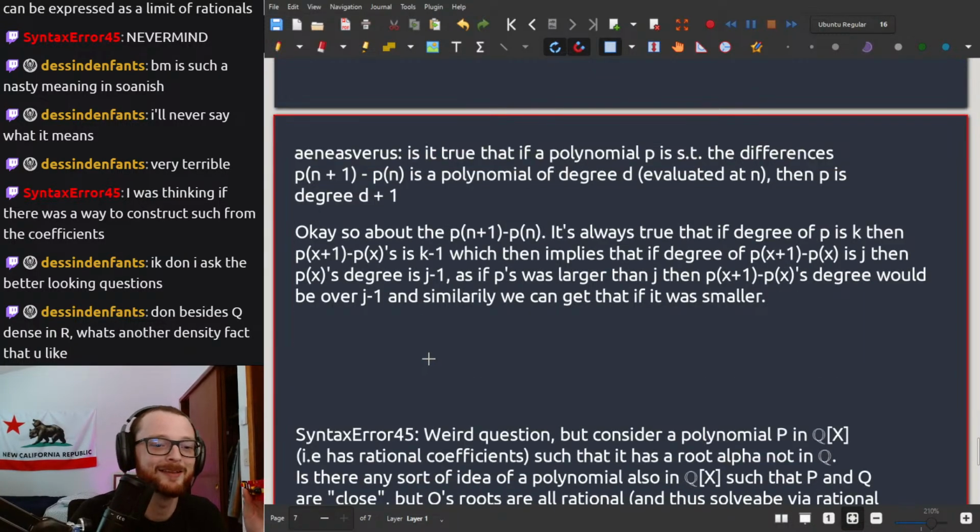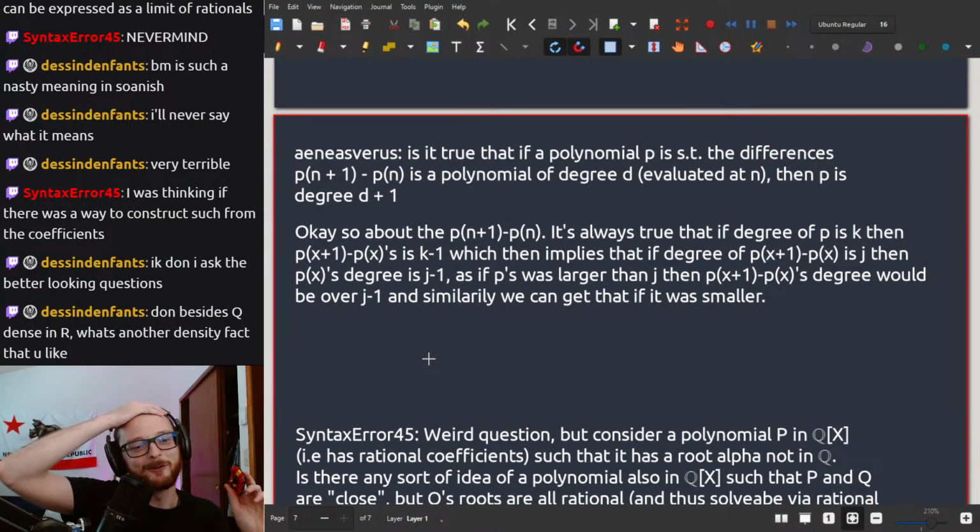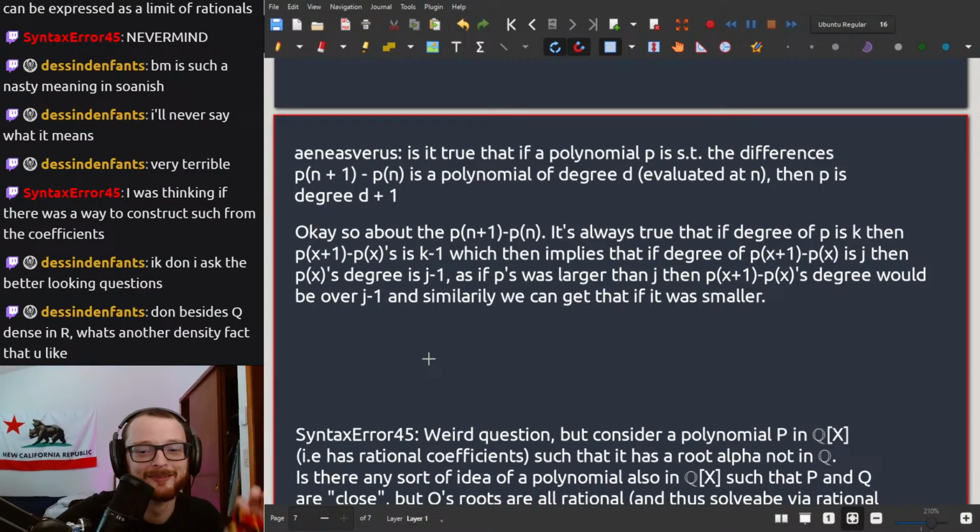I don't know any density facts. I don't even know the formal definition of density. I only know intuitively what it means.